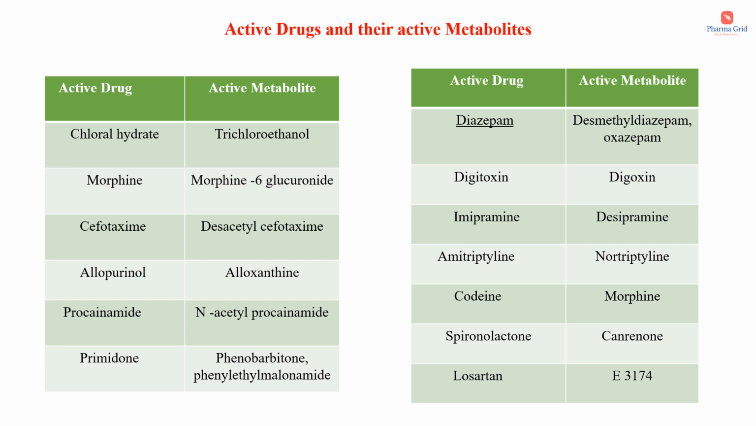Digitoxin, active metabolite is digoxin, and imipramine, its active metabolite is desipramine, and amitriptyline on metabolism gets converted to its active metabolite nortriptyline. Codeine, its active metabolite is morphine, and active metabolite of spironolactone is canrenone, and active metabolite of losartan is E3174.